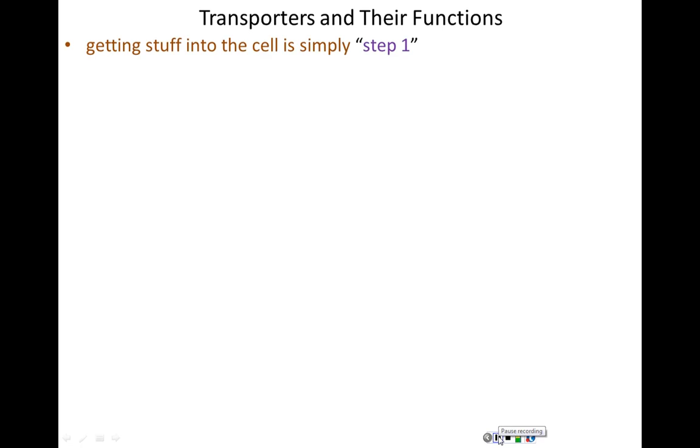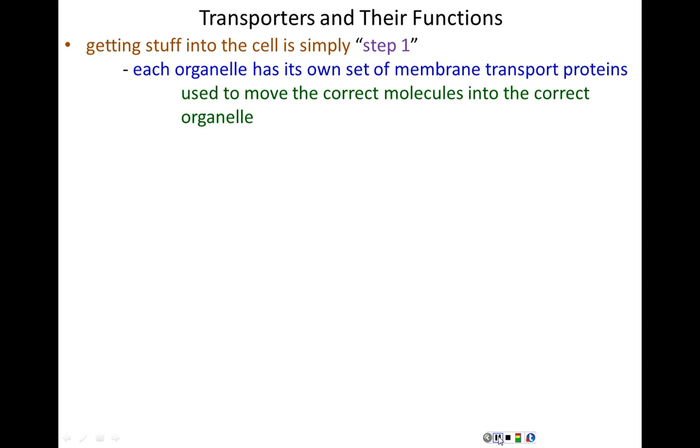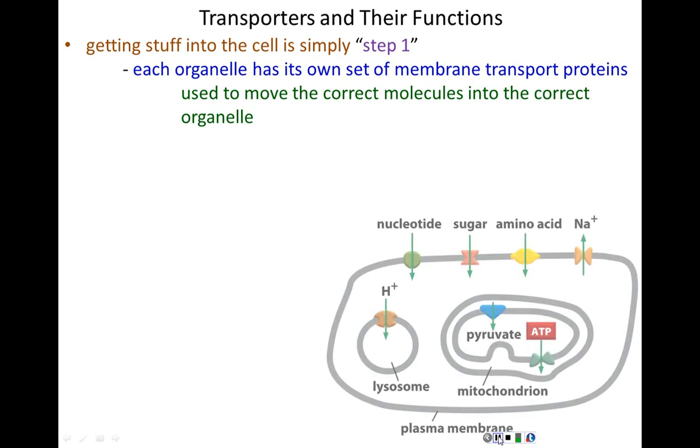So we can get stuff into a cell. That's great. Congratulations. But that's just step one. You remember the cell we talked about before the exam? All those organelles, all that compartmentalization, all the different stuff happening in different places. Each organelle has its own function, its own job, and its own needs. And so each organelle has its own set of membrane transport proteins, which are used to move the correct molecules into the correct organelles.